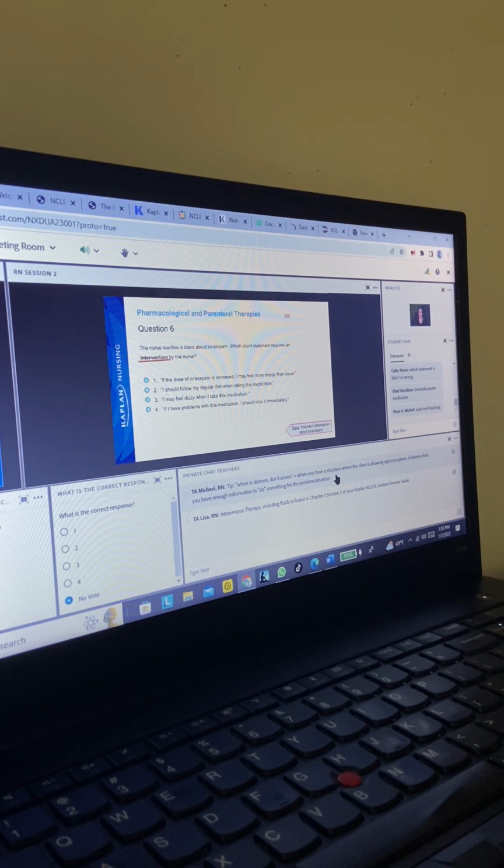Let's ask ourselves, is there anything wrong or concerning when my patient says, number 1, if the dose is increased, I may feel more sleepy than usual? Well, benzos do cause sleepiness. So that's not really concerning. It's a true statement, right? And I'm looking for the things that are wrong. So let's look at number 2. I should follow my regular diet when taking this medication. Well, that's a true statement. There are no specific dietary concerns with benzodiazepines, and I'm looking for something wrong. That one's right. I may feel dizzy when I take this medication. Well, I just taught my patient about this med, and hopefully I did teach them that this medication can cause some dizziness. So I'm left with 4.